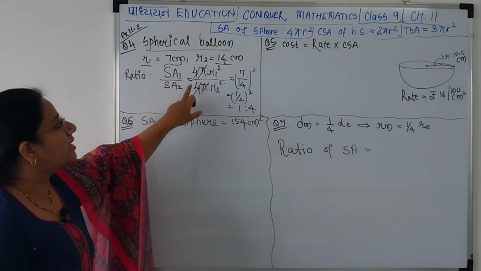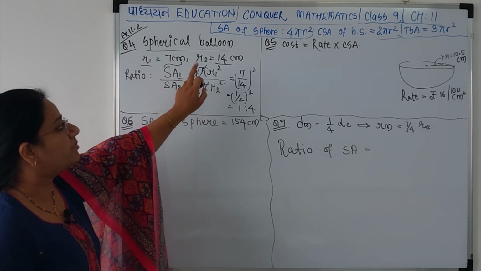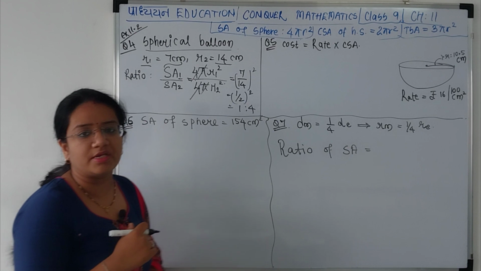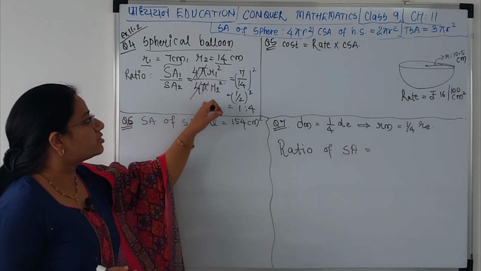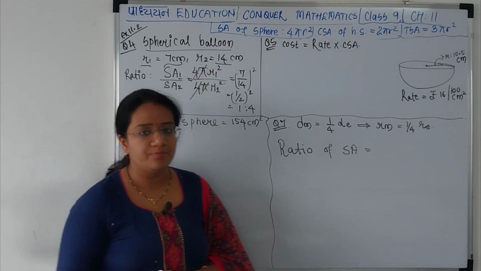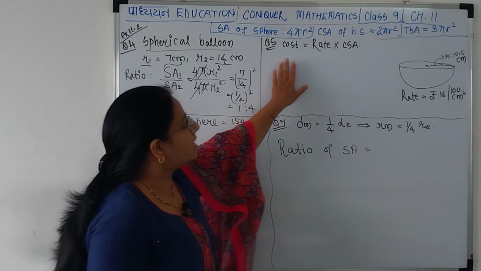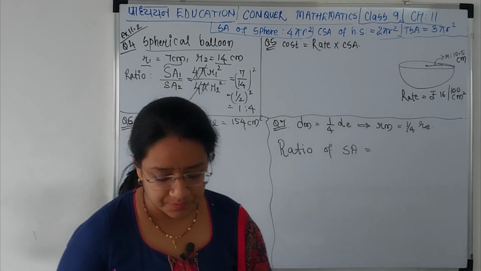If you were finding them separately, you would have to multiply by 4 and pi as well, and give the value of pi. But if you are taking the ratio directly, it gets cancelled out. Clear? Okay, now let's read and understand question number 5.